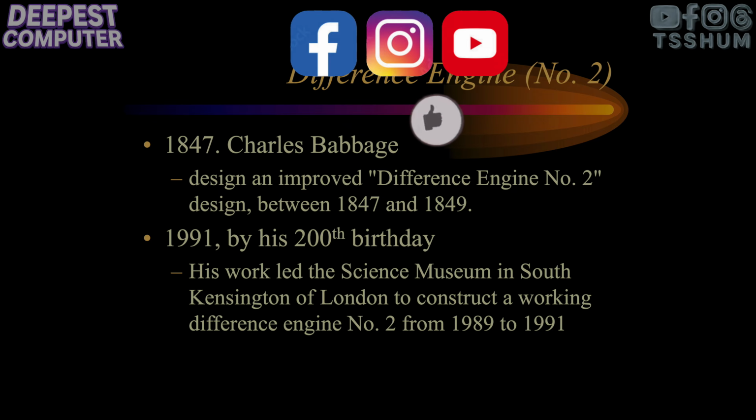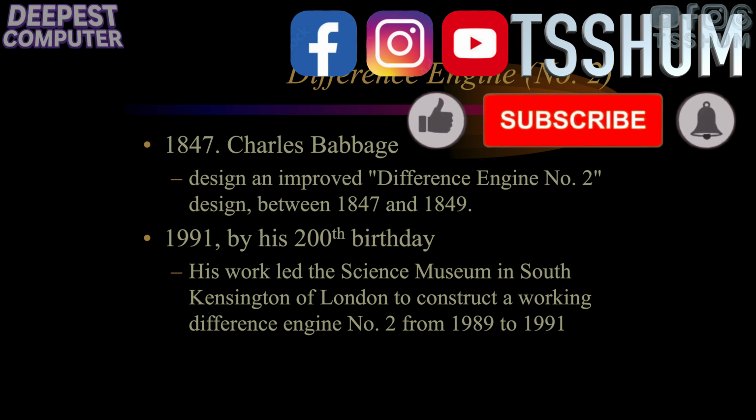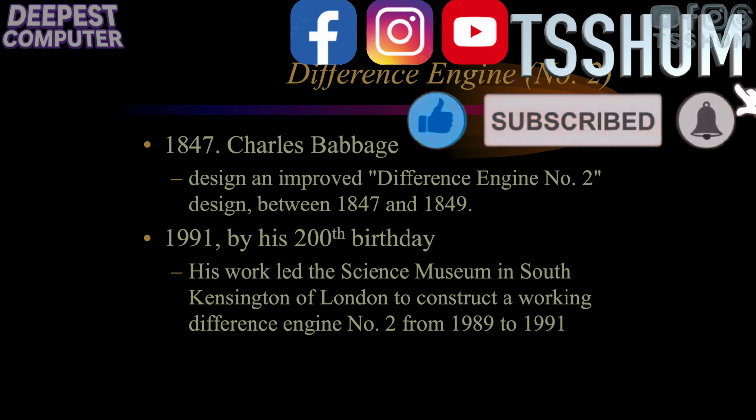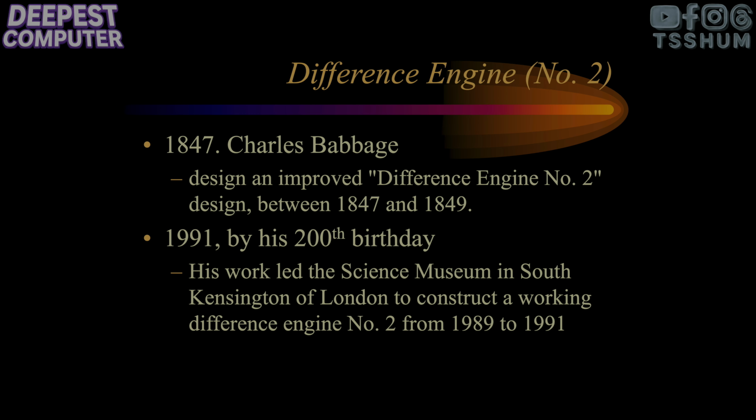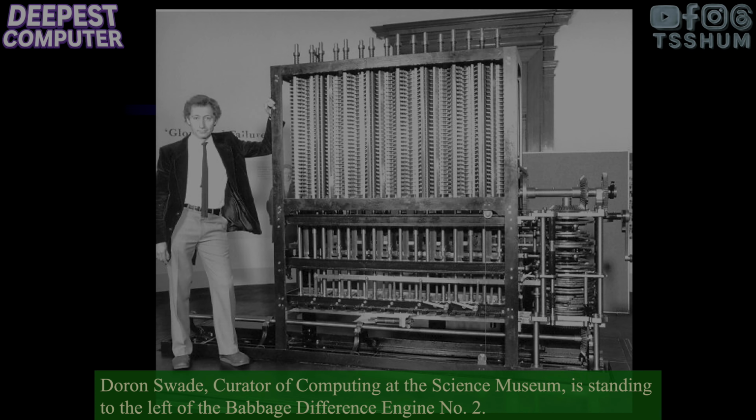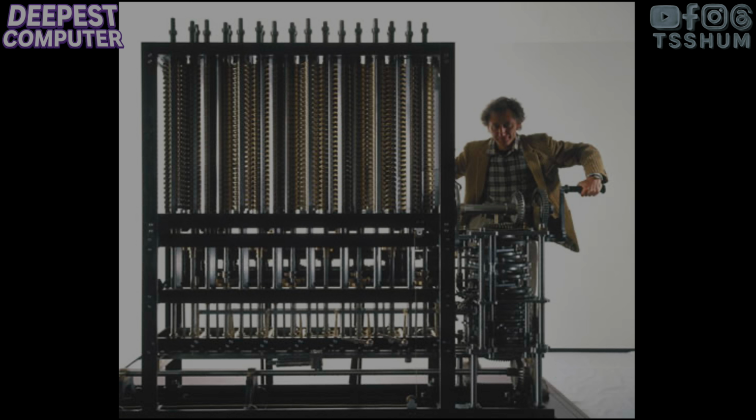Charles Babbage designed an improved difference engine, No. 2, between 1847 and 1849. A working model was constructed by the Science Museum in London from 1989 to 1991. This image shows Doron Swade, curator of computing at the Science Museum, next to Babbage's Difference Engine No. 2. Another view of the constructed Babbage Difference Engine No. 2.